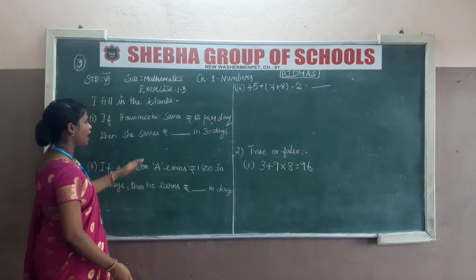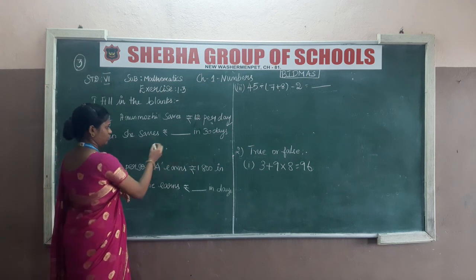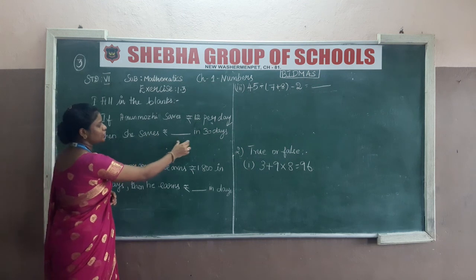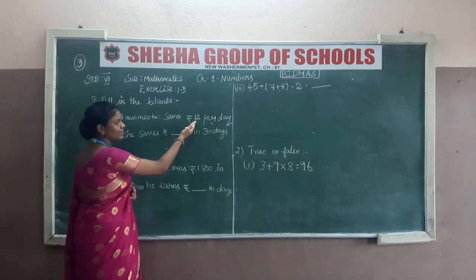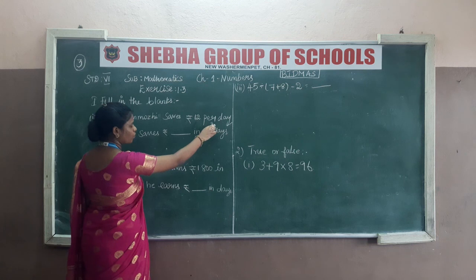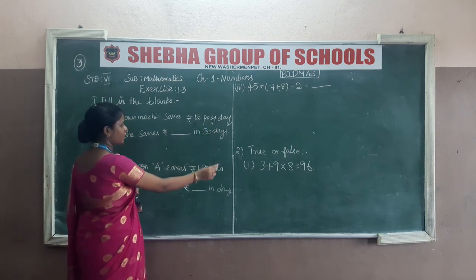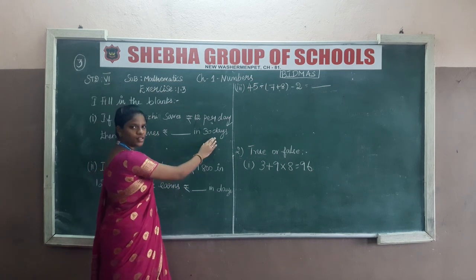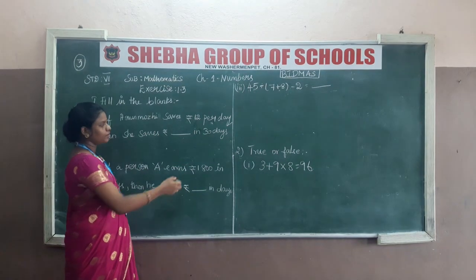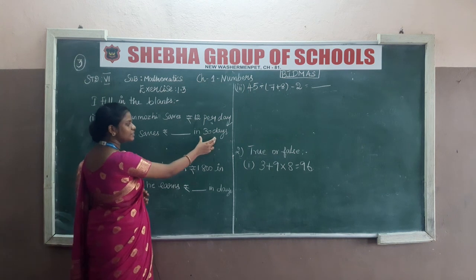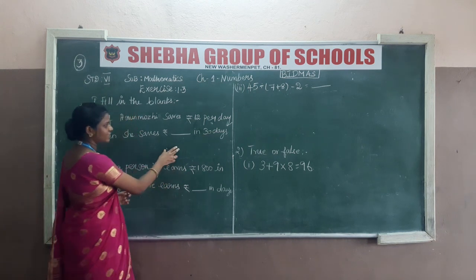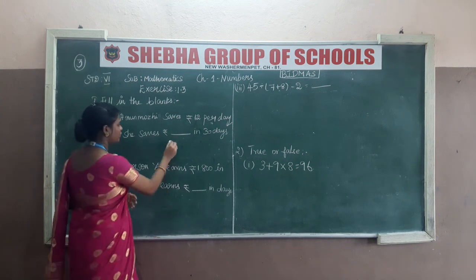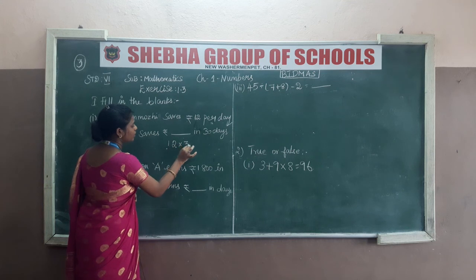Okay, then we have to multiply. She saves 12 rupees per day, so then how many rupees in 30 days? Per day 12 rupees means per 30 days how many rupees are there? We can find it. We have to multiply 12 into 30.